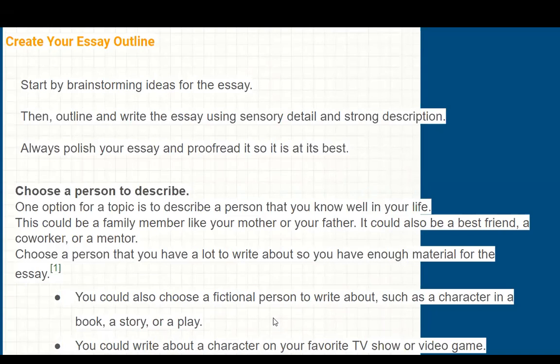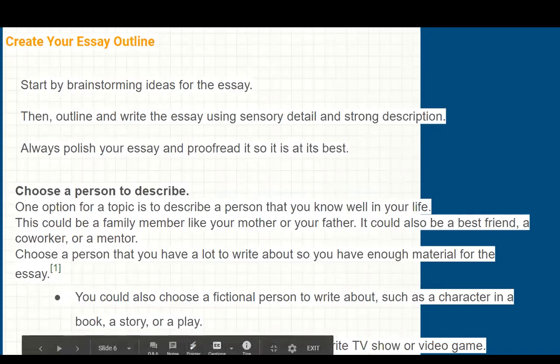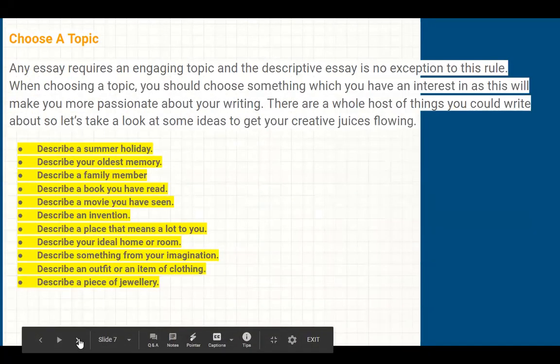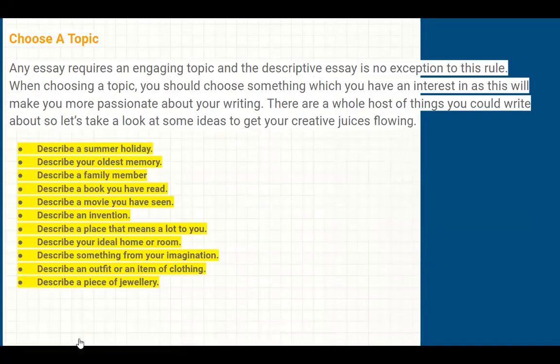Sometimes we are asked to write about a character from your favorite TV show or video game. So whoever you're talking about, we must talk in detail about the person you have chosen to describe.